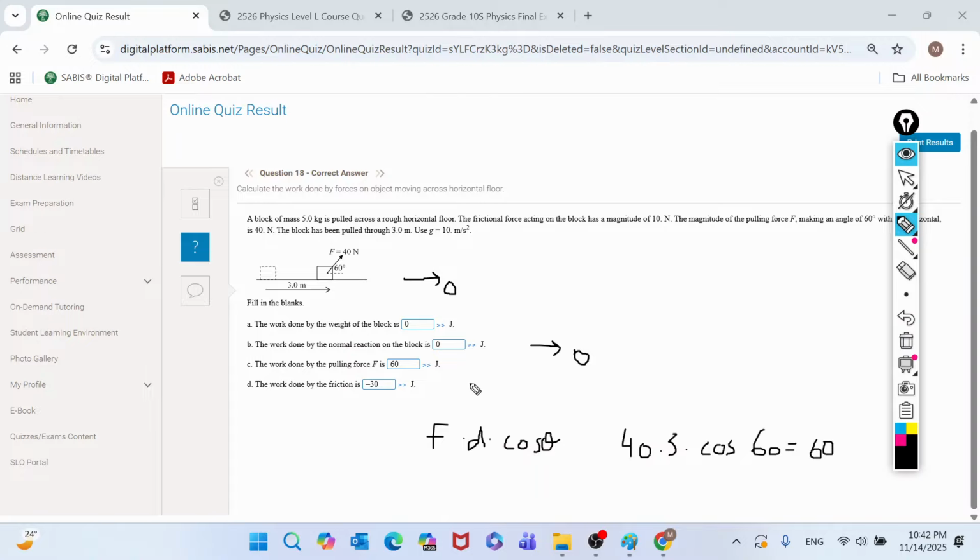Okay, that's that answer. Now the work done by friction is also force times distance, but no cosine theta because it's parallel to the line of action. Okay, work done by friction, the magnitude of friction is 10 newtons, so 10 times 3. But friction is moving in the opposite direction, so it's going to be negative 10 times 3, which is negative 30. Okay?